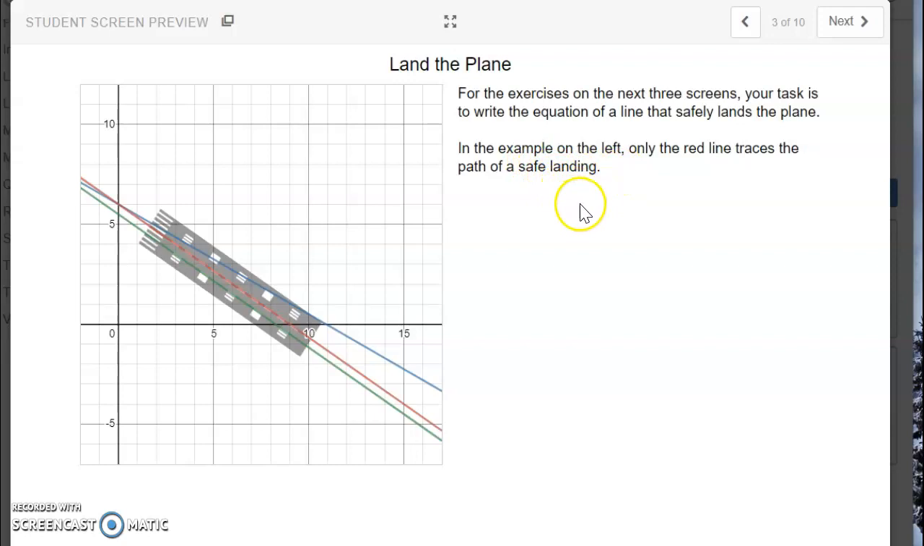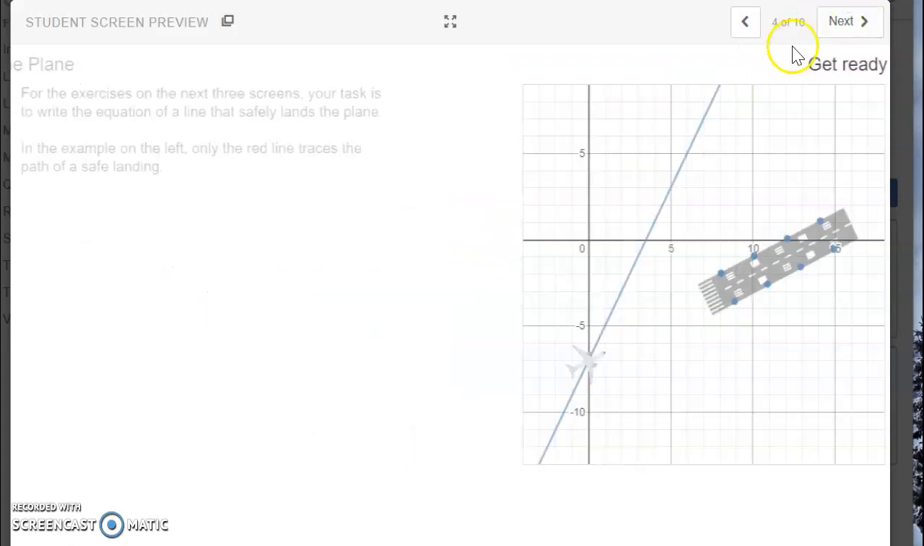Okay. Now for the exercise on the next 3 screens, your task is to write the equation of the line that safely lands the plane. In the example on the left, only the red line traces the path of a safe landing. So if it's a little bit off, it's not going to work. The red right in the middle, that's the safe one. If it's too far to the left, that's not good. If it's slightly slanted off, then it's not going to be landing right. So make sure it's landing right in the middle like so.